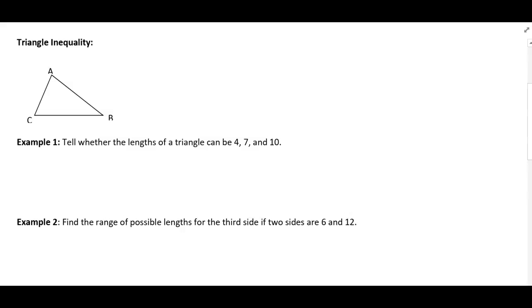In those examples, the main idea is the following. The sum of the two smaller sides of the triangle must always be bigger than the largest side. So when you add up the two smaller sides, it must be bigger than the largest side in order to make a triangle.